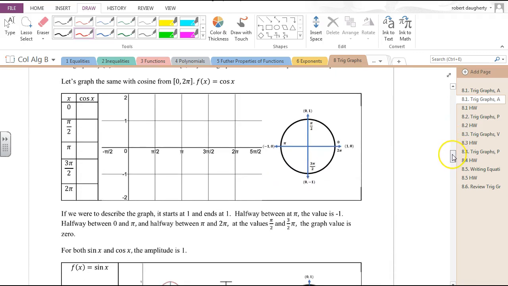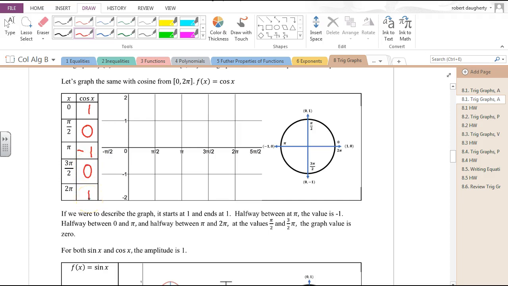So let's take a look now at how we would graph the cosine curve. So again, I've got x values. What's the definition of cosine? It's the x coordinate. At 0, what is the x coordinate? 1. Okay, at pi over 2, what is the x coordinate? 0. At pi, what is the x coordinate? -1. At 3/2 pi, what is the x coordinate? 0. And at 2 pi, 1.